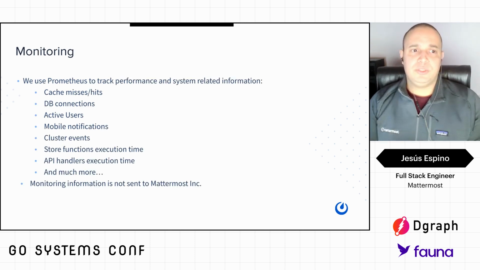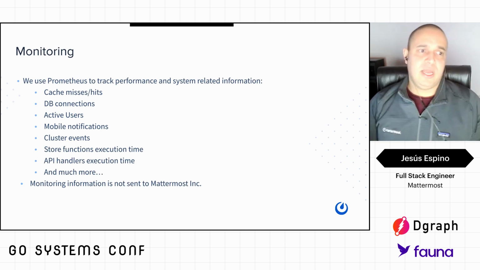About monitoring, we use Prometheus to track the performance and system-related information. We have a lot of information about caches, about database connections, the times that the database takes, the times that the API calls take, the number of Go routines, CPU utilization, memory utilization. A lot of data is collected and sent to a Prometheus. This data is not sent to Mattermost, the company. It's sent to a Prometheus in the user's infrastructure.